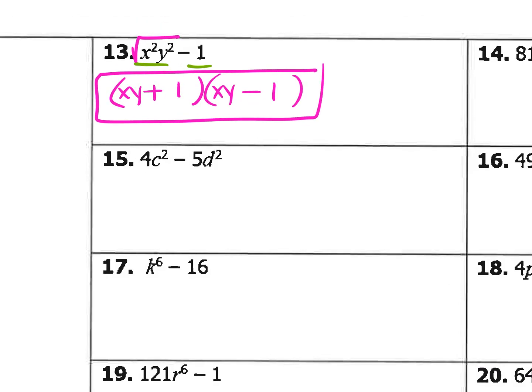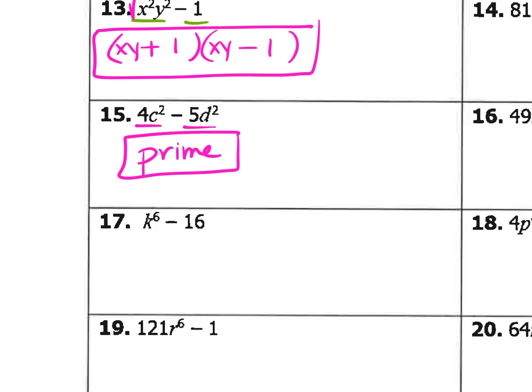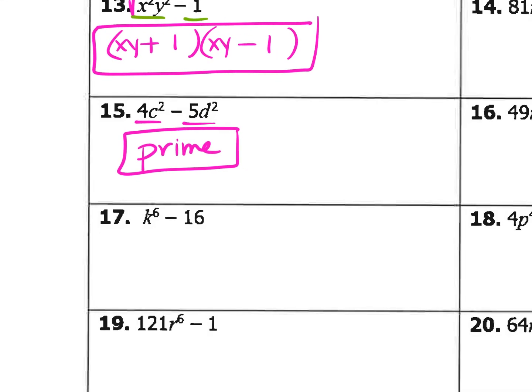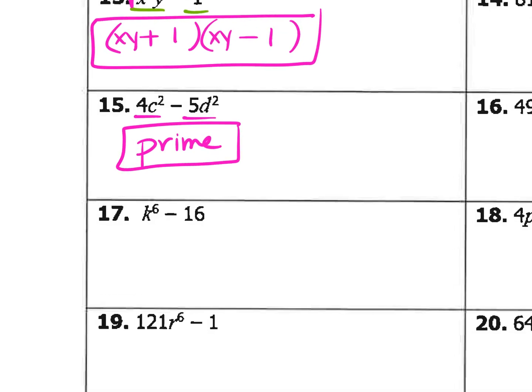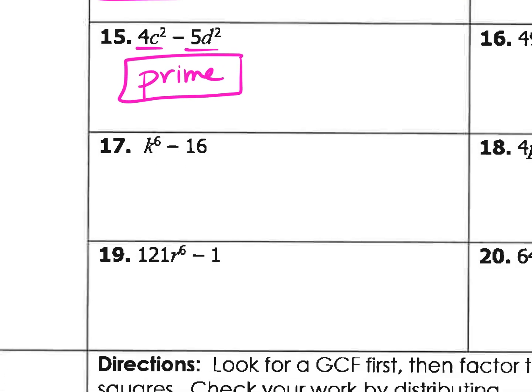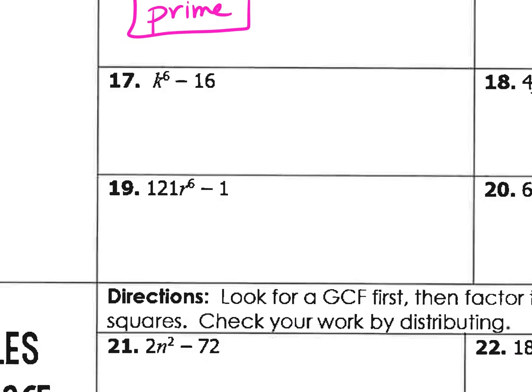Look at 15. Is 4c squared a perfect square? Yeah. Is 5d squared a perfect square? No. If they're not both perfect squares, then you say prime. There's nothing else you can do to that, so you just leave it be. What if the exponent on the variable matters, if it's able to be square rooted? Yes. It's got to be divisible by 2. So then you put prime if it can't. If it's like a 5, if it's an odd number, yes, you would put prime.